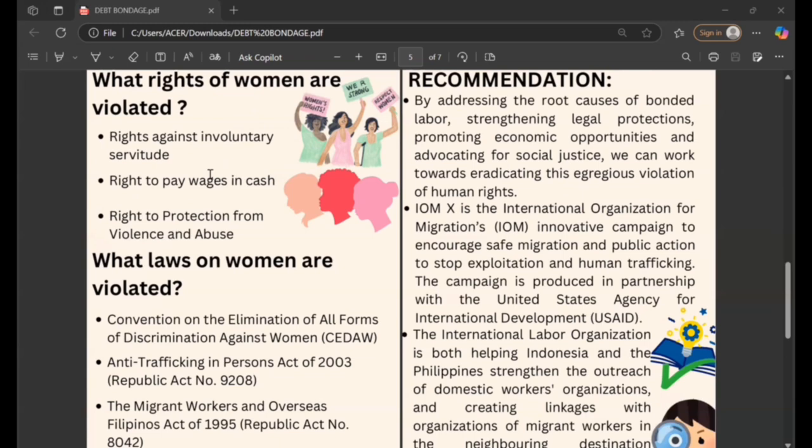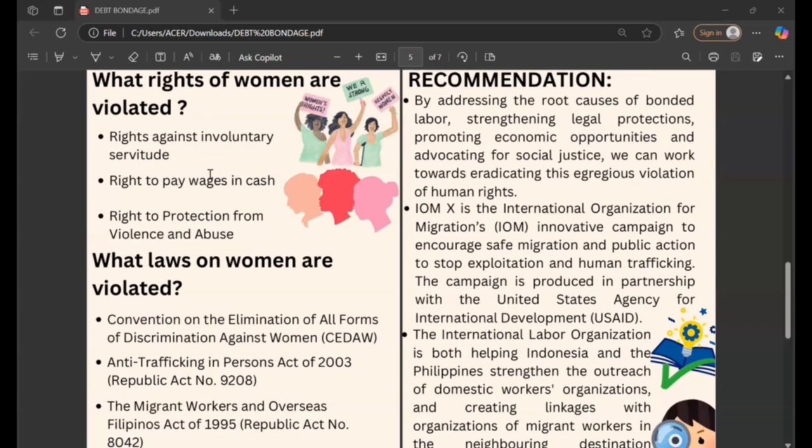Second, the right to be paid wages in cash. The law mandates employers to pay wages in cash. It prohibits employers from interfering with the domestic workers' disposal of wages. It penalizes employers who place domestic workers in debt bondage. It is stated in Republic Act 10361, also called the Domestic Workers Act.